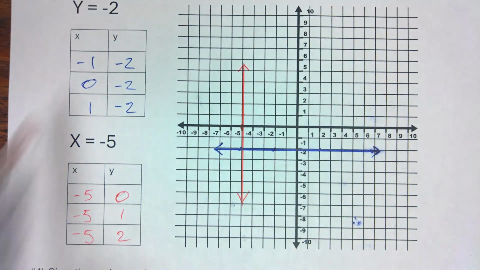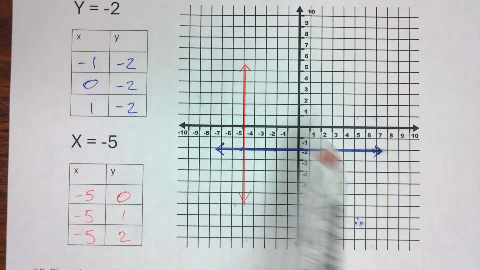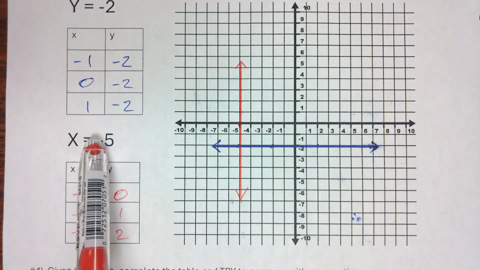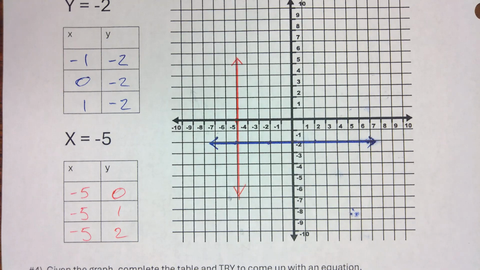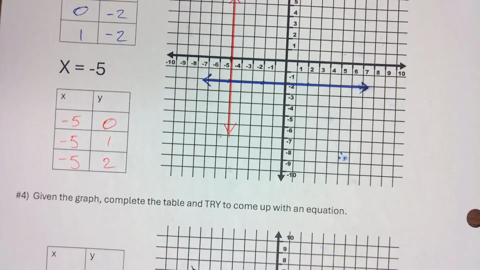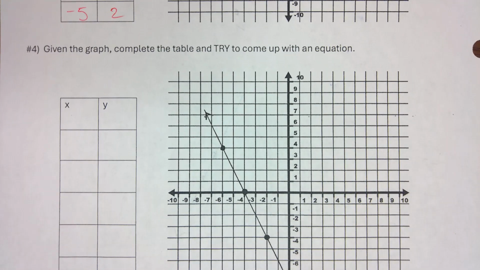So remember, when you have an equation that has x and y, it's a diagonal line. And when you have y equals a number, it's a horizontal line. And x equals a number is vertical. Okay, nice and easy, straightforward. Last one right here. Given the graph, complete the table and try to come up with an equation.